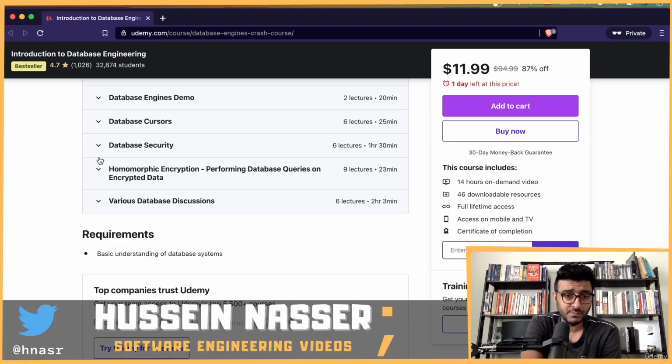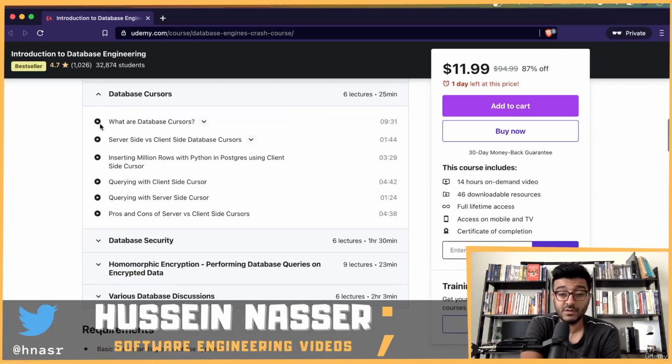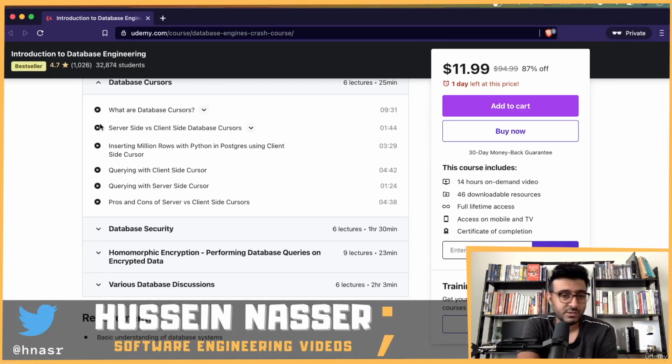Obviously, go through demo. Database cursors, another underrated feature. We don't talk about this stuff. Stateful versus stateless cursors, client-side cursor versus server-side cursor. What are the benefits of both? When should I use this over the other? I give examples with Python here.